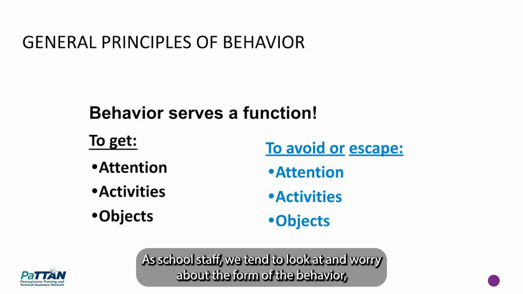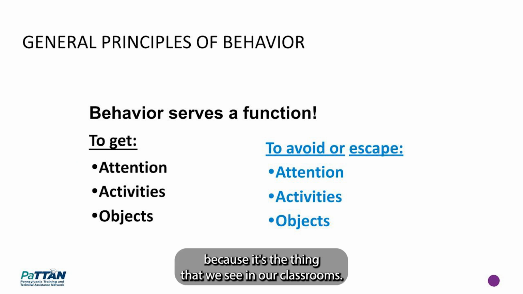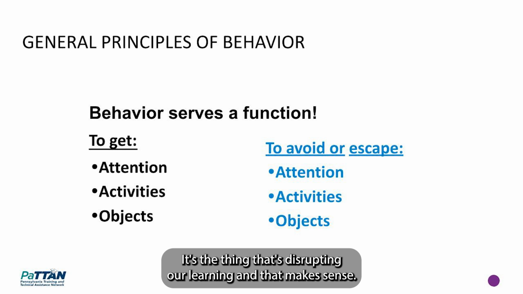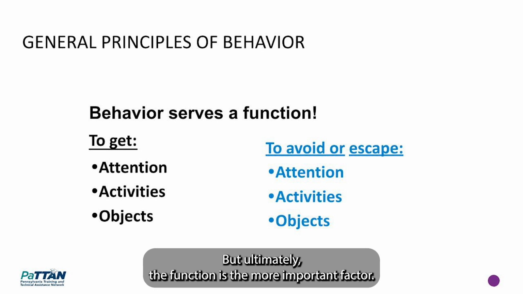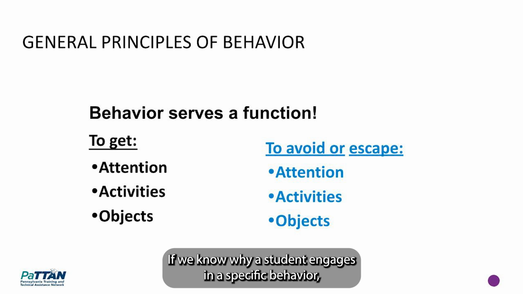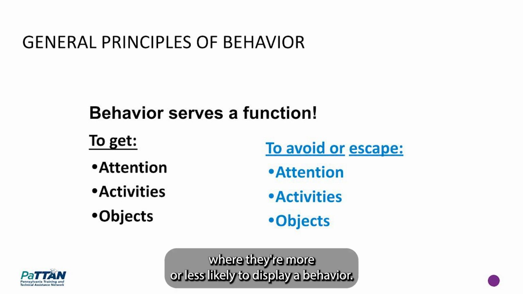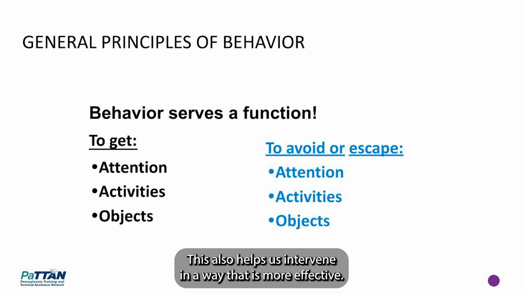As school staff, we tend to look at and worry about the form of the behavior because it's the thing that we see in our classrooms. It's the thing that's disrupting our learning. And that makes sense, but ultimately the function is the more important factor. If we know why a student engages in a specific behavior, we can create an environment where they are more or less likely to display a behavior. This also helps us intervene in a way that is more effective.